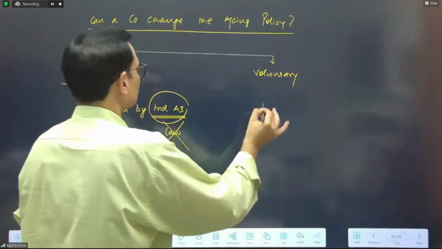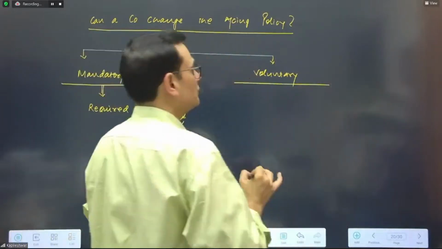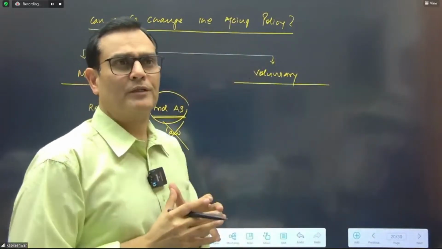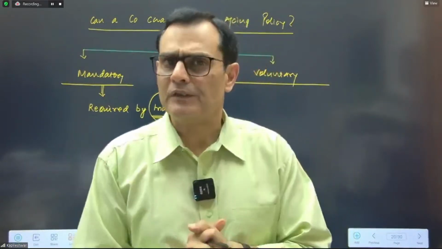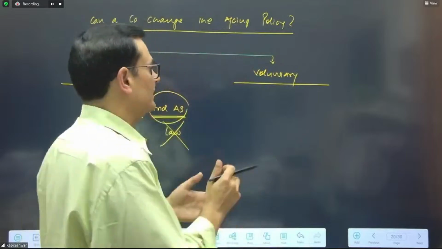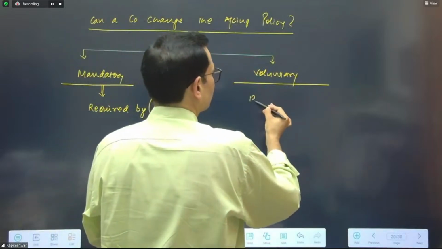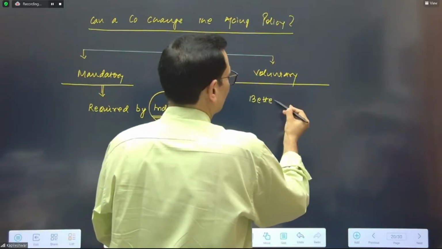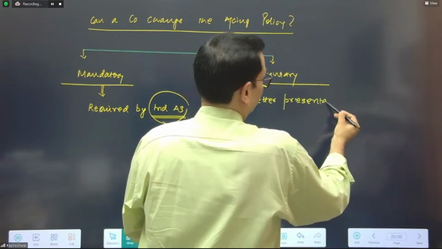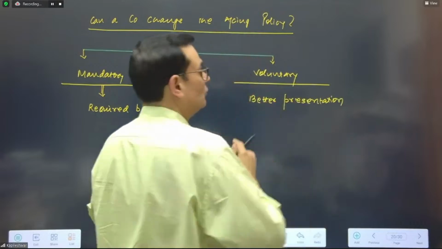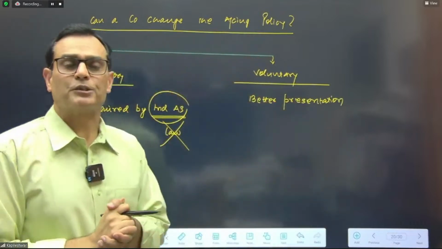Second, we said it's a voluntary change. Now, when I say it's a voluntary change, what does a voluntary change mean? It means the company evaluates that it would result in a better presentation of financial statements. They have reasons to believe that it would lead to a better presentation of financial statements.